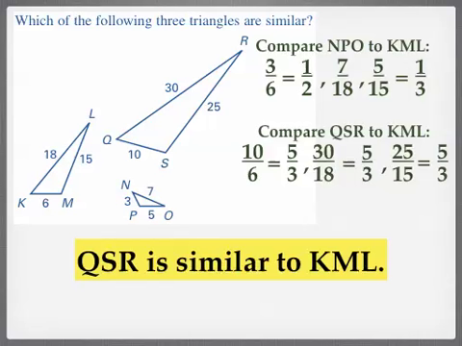Now, the reason why I do not have to write proportions to tell whether NPO is proportional to QSR is because if they're not both proportional to KML, then they can't be proportional to each other. So I'm done with this problem. I can say that triangle QSR is similar to triangle KML because all of the ratios were proportional for those two sets of corresponding sides.